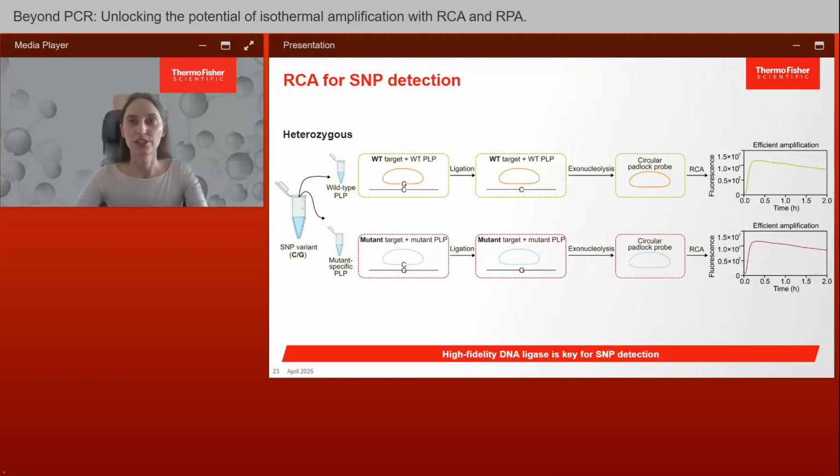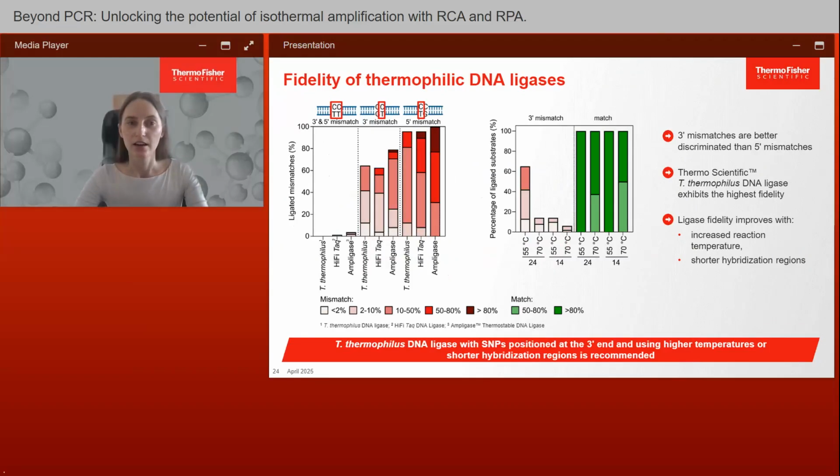However, pay attention that reliable SNP detection using this workflow depends on the DNA ligase we use. It must be a high-fidelity DNA ligase and efficiently ligate fully complementary probes while rejecting those with even a single base mismatch at the ligation site. So to find the best ligase for SNP detection, we tested the fidelity of 3 thermophilic DNA ligases. And as shown in the figure on the left, all 3 discriminated well against double mismatches, while only a few were ligated. However, mismatch position matters.